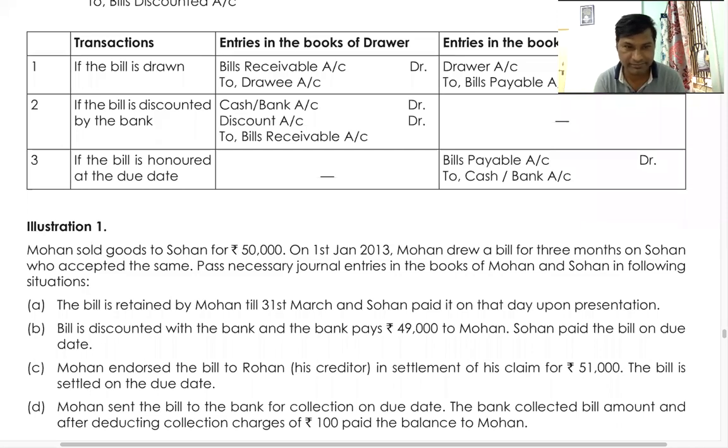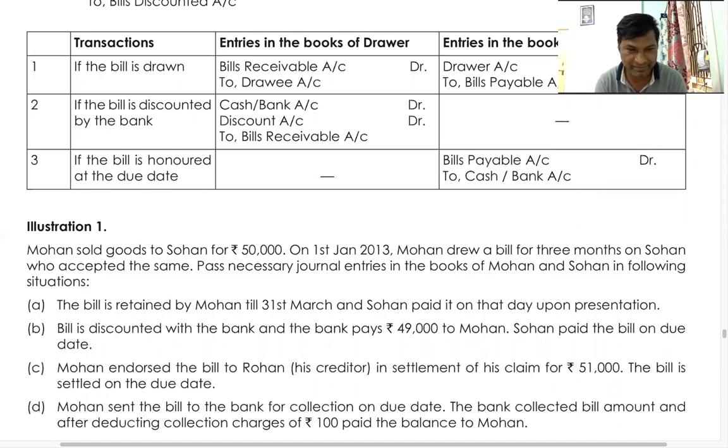Mohan drew a bill for 3 months on Sohan, who accepted the same. Pass necessary journal entries in the books of Mohan and Sohan in the following situations. The bill is retained by Mohan till 31st March and Sohan paid it on that day upon presentation. Bill is discounted with the bank and the bank pays 49,000 rupees to Mohan. Sohan paid the bill on due date.